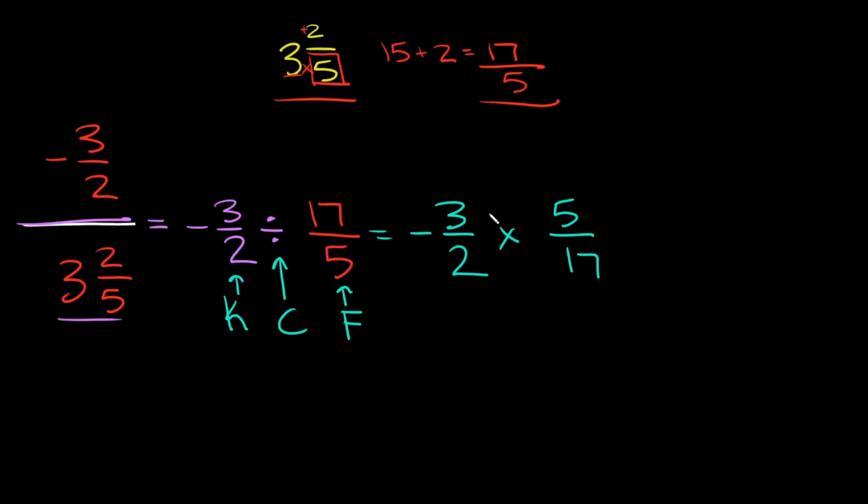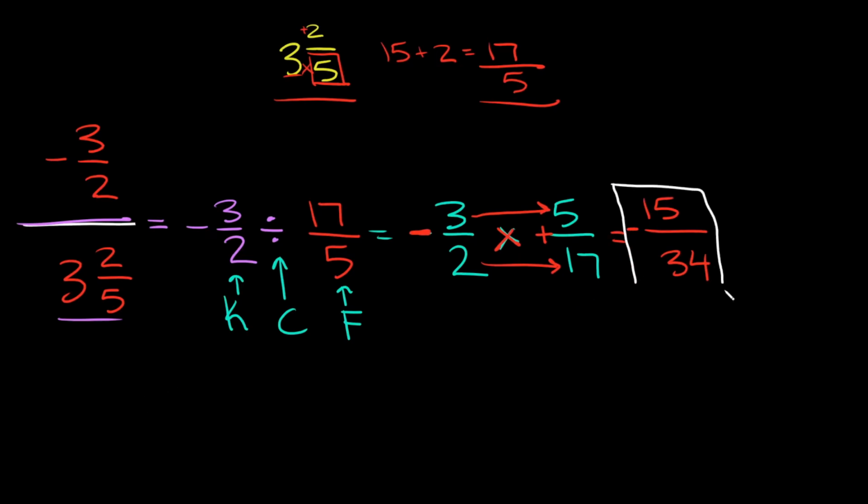Okay, so now that we're just multiplying, we're going to multiply straight across. So 3 times 5, that's equal to 15, right? And that's going to go over 2 times 17. 2 times 17 is 34. Now, is our answer going to be negative or positive? Well, a negative number times a positive number is a negative number, okay? So going back to the original problem, negative 3 over 2 over 3 2/5 is equal to negative 15 over 34.